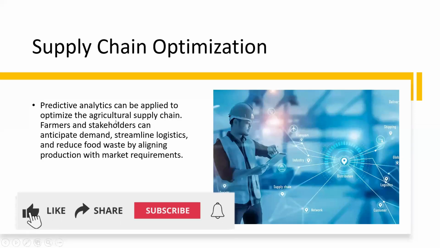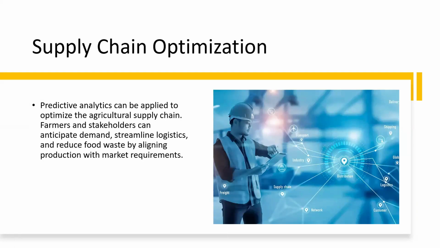The next one is supply chain optimization. Here also, machine learning-based predictive analytics can be applied to optimize the agricultural supply chain, which is very, very important. A lot of produce gets spoiled. During some parts of the season, tomato becomes so available that they'll be throwing it away, even begging people to come and take it. But in another part of the year, it is very difficult to get.